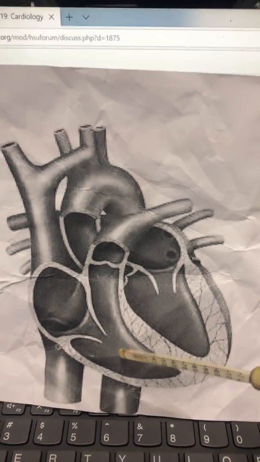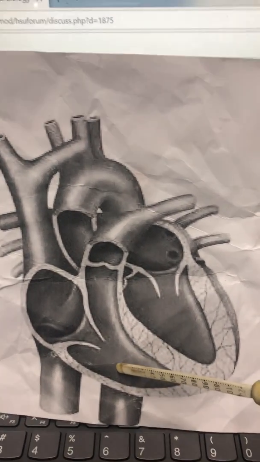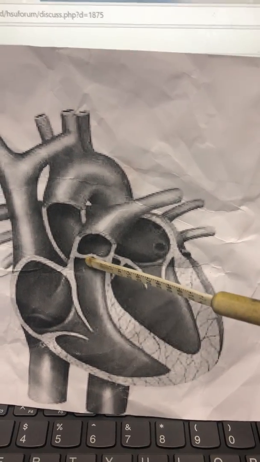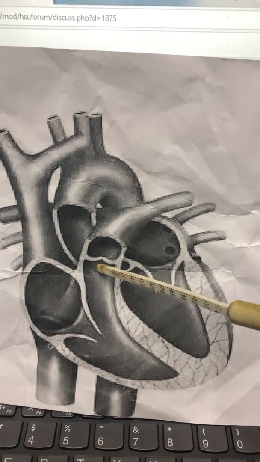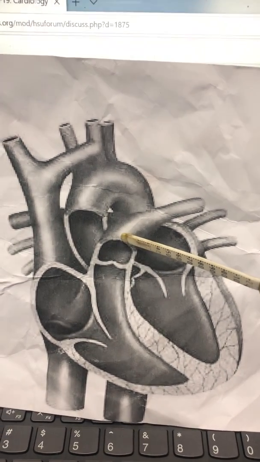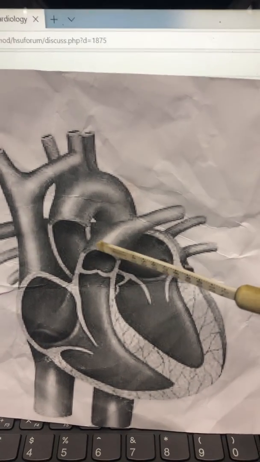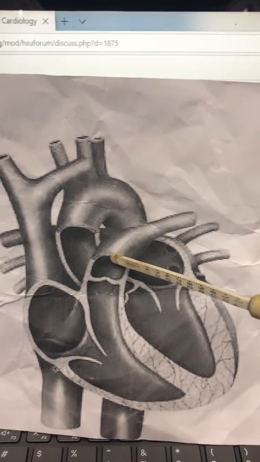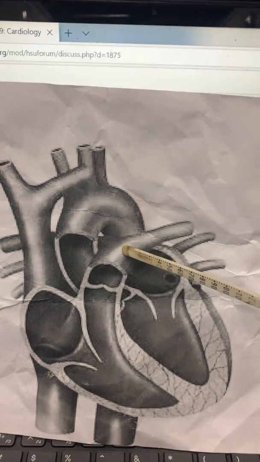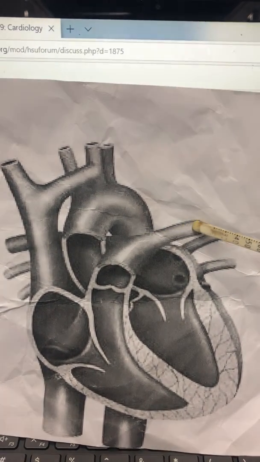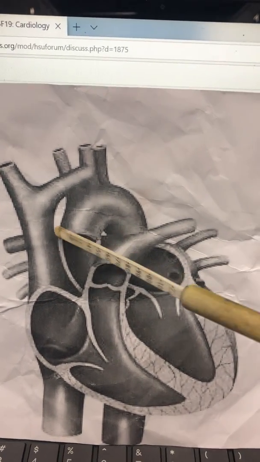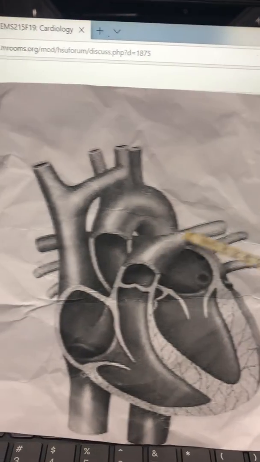And once the right ventricle is full, blood will then be moved up through the pulmonic valve into the pulmonary arteries, which are the only arteries in the body that carry deoxygenated blood, to the right and left lung via these branches here. These are your pulmonary arteries.